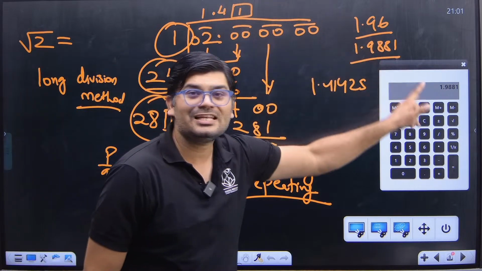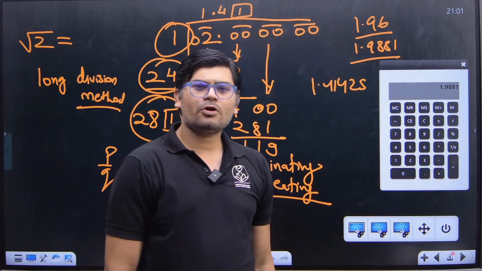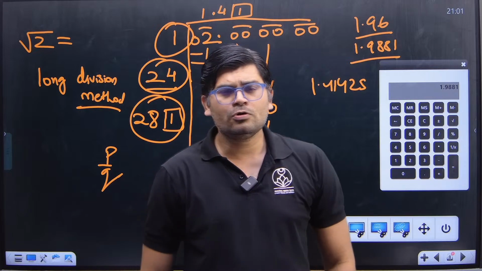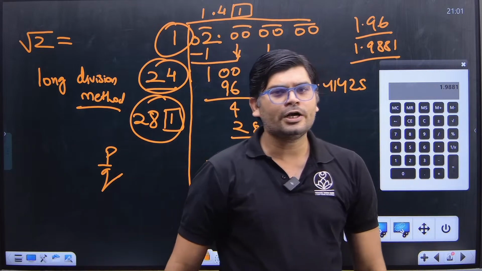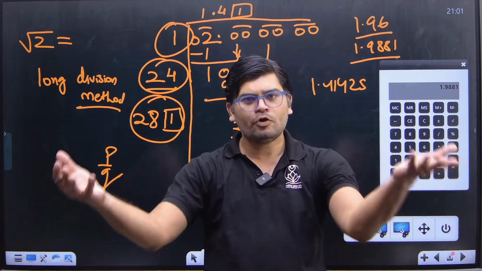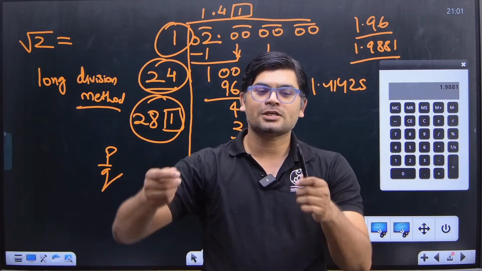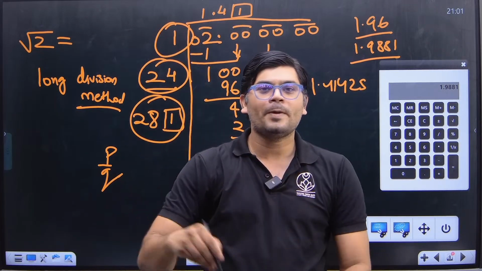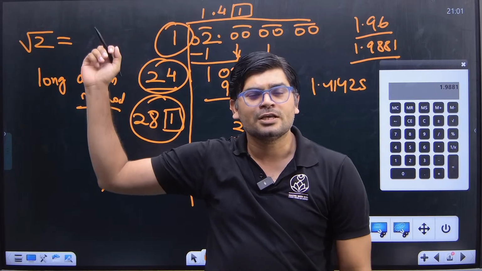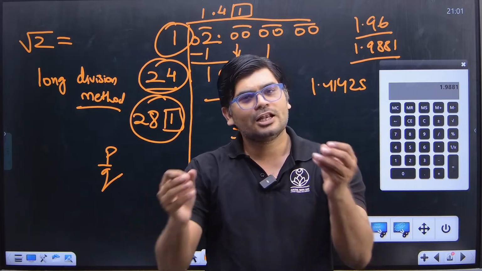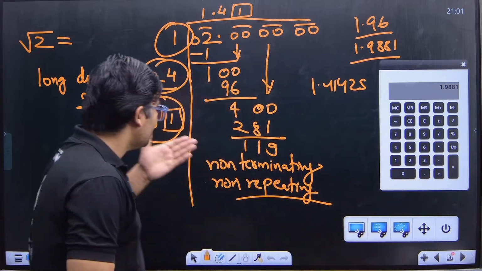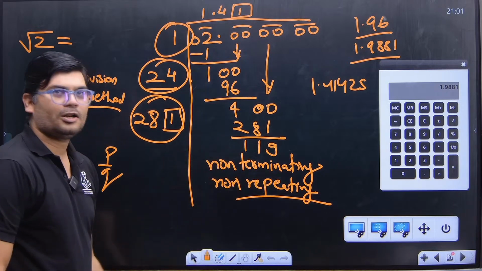Because of this number, you could cut down all the trees in the world to make paper, draw out all the water from the seas and oceans to make ink for your pen, and keep on writing all the digits, and you will never come to an end. The number will never come to an end. So that means they are non-terminating, non-repeating.